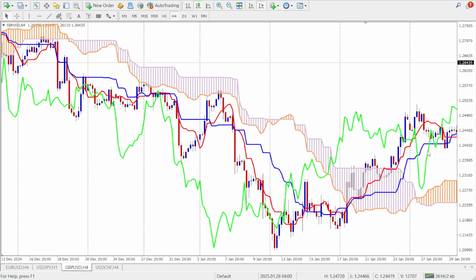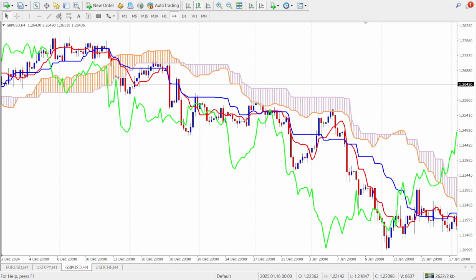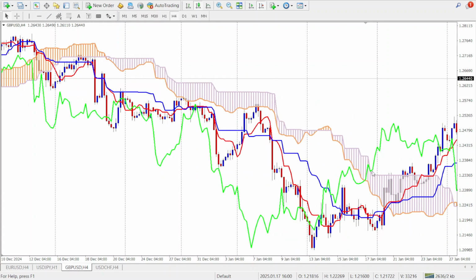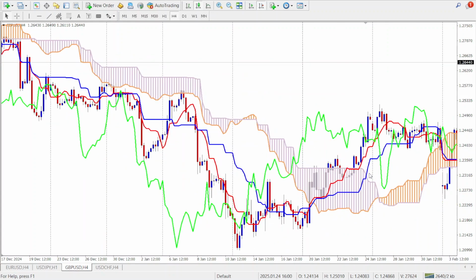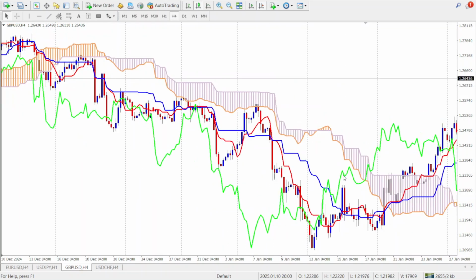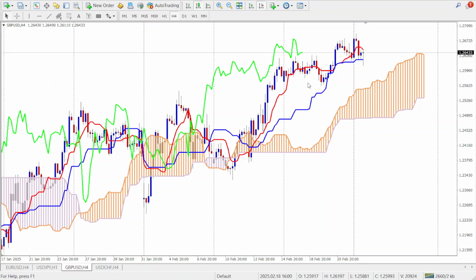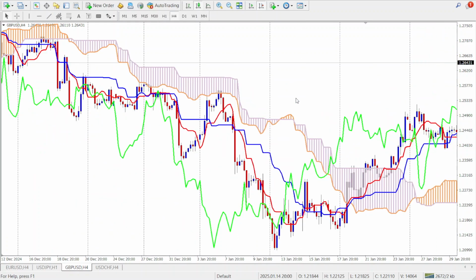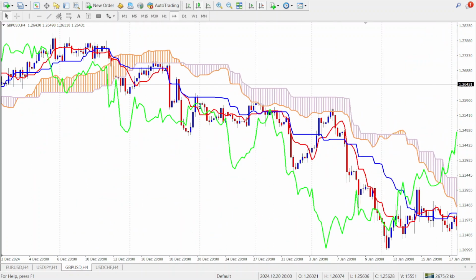Now that we understand the basics, let us talk about the best Ichimoku trading strategies for beginners. First of all, let's talk about trend confirmation with the cloud. The first strategy I want to talk about is trend confirmation using the cloud. This is one of the easiest and most effective ways to use Ichimoku. When the price is above the cloud, super easy. When the price is above the cloud, you only want to consider buy trades, and when the price is below the cloud, you should focus on sell trades.